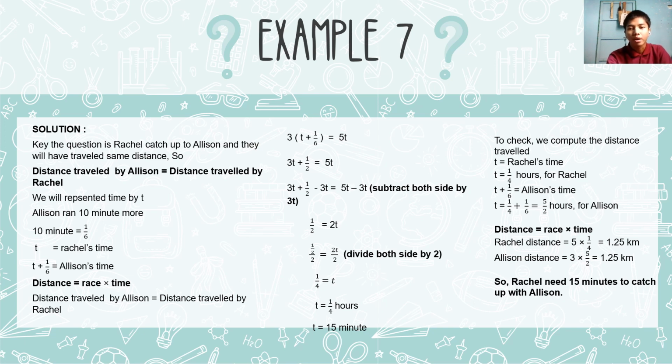Distance equals rate times time. Russell's distance equals 5 times 1/4 equals 1.25 km. Alison's distance equals 3 times 5/12 equals 1.25 km. So Russell needs 15 minutes to catch up with Alison.